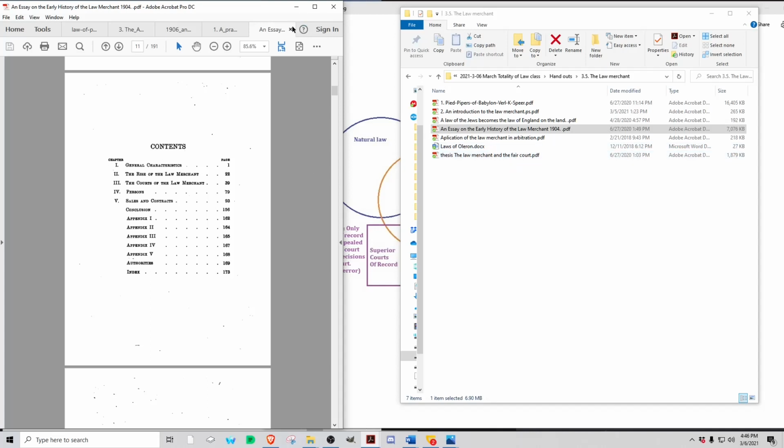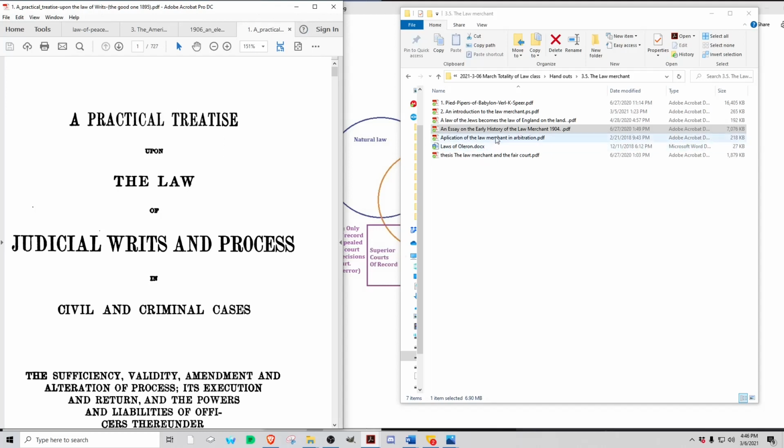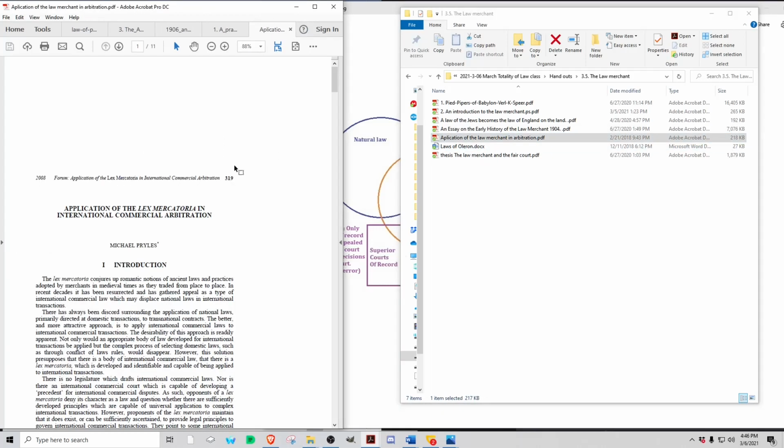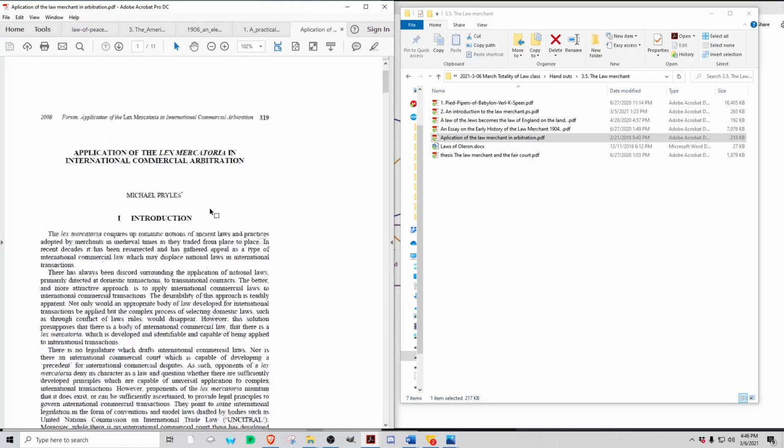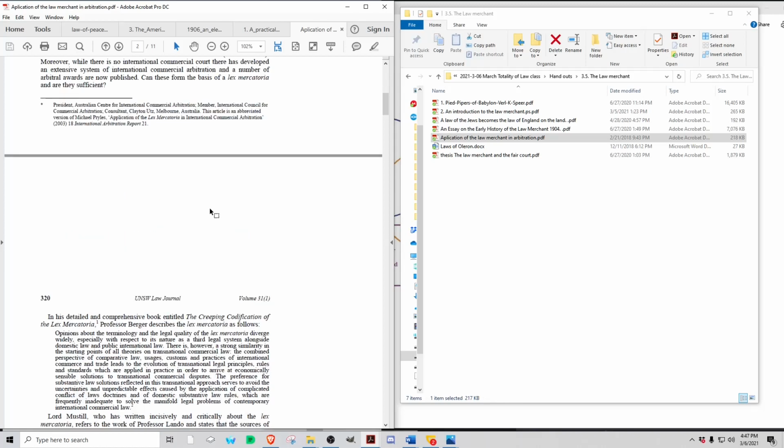Then we have application of the law merchant and arbitration. This is something that we found not all that long ago, actually. It's 11 pages, but it will help people understand when you do your doc set and we start putting them under binding arbitration. This is an aspect of understanding the application of the Lex Mercatoria in international commercial arbitration and in binding arbitration in general, and how you can run them over with their own system. This is a really short read.